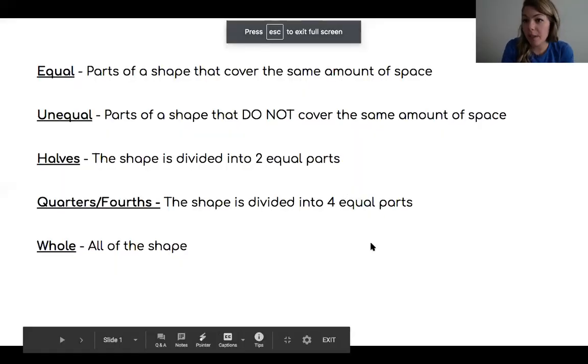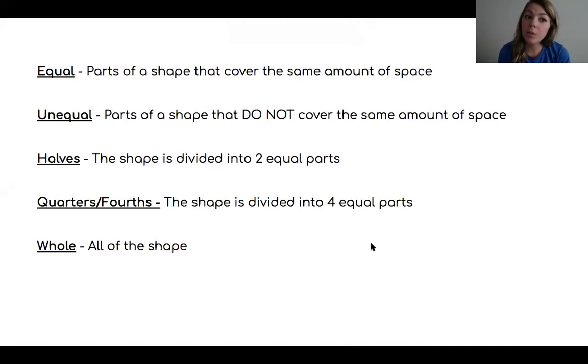All right, so the first thing I want to do is start with just some of the new vocabulary that you're going to learn in this lesson. So equal, unequal, then we're going to learn about halves, quarters or fourths, and then what it means for whole. So the first word up here says equal. This means that parts of the shape are covering the same amount of space. So that means everything is equal.